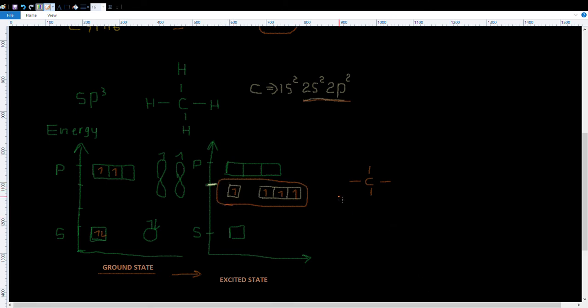And I was talking about how we get these equal bond lengths, and I was talking about the sp3 carbon atom. So what can we think? According to hybridization, this is the s orbital and these are the p orbitals. I'll draw it once.